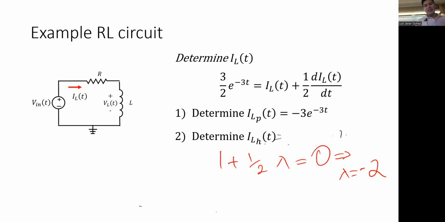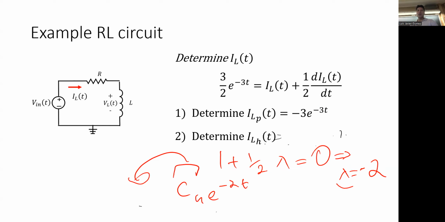So basically, now that we have the lambda, we can find the homogeneous solution, which is of the form C homogeneous e to the -2t. And how do we find this constant here? Does anyone remember?